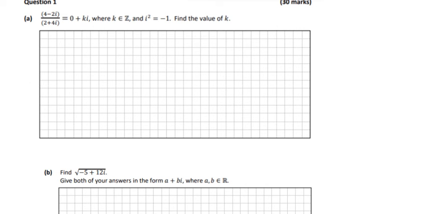Hi folks, so this is the Leaving Cert Higher Level Maths Paper 1 for 2021. So the first question is complex numbers.